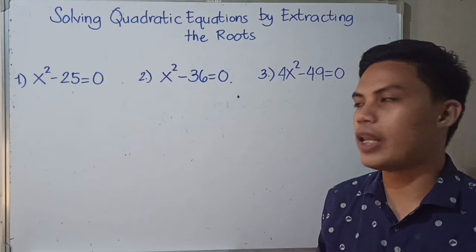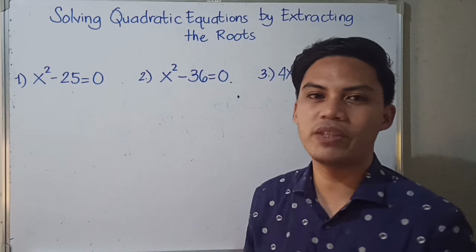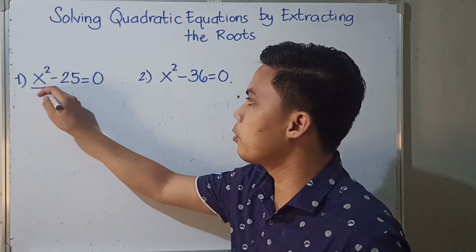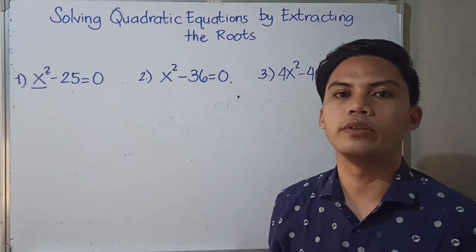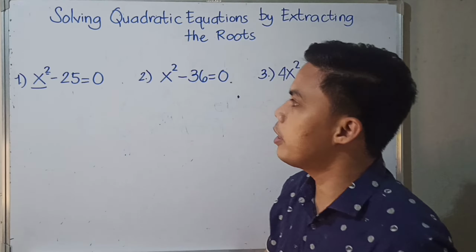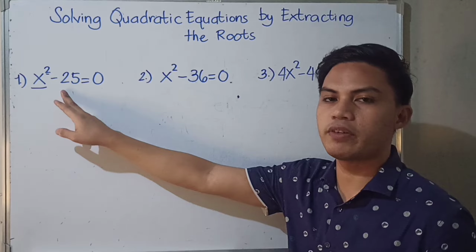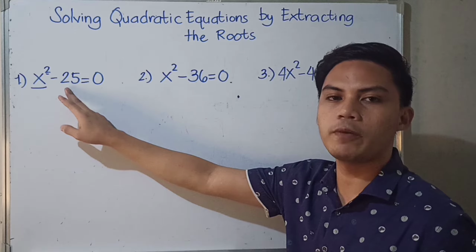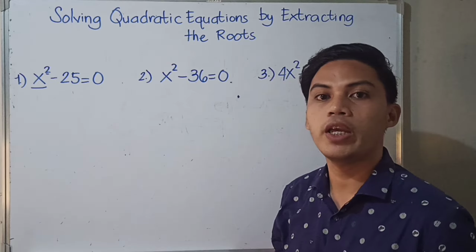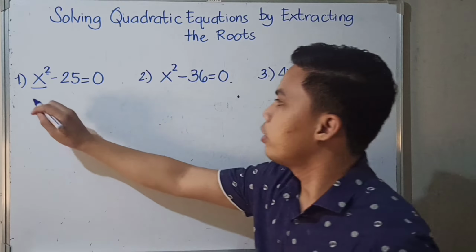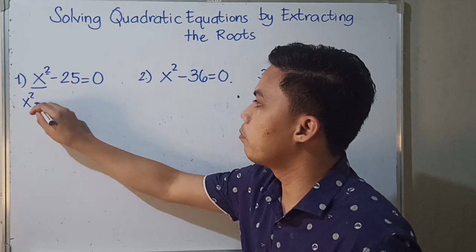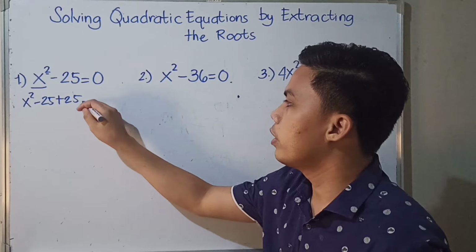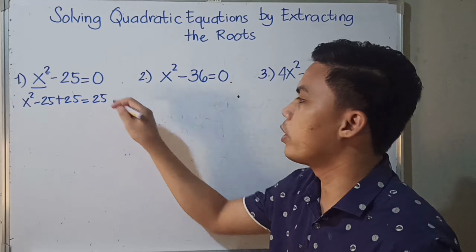So, first step, kailangan natin i-isolate yung quadratic term natin. Ano ibig sabihin ng quadratic term? Ang term na may exponent na 2. Okay? So, kailangan nating ilipat si negative 25 sa right side ng equation. So, we're going to transpose negative 25 using the addition property of equality. Okay. So, we have x squared minus 25 plus 25 is equal to 25.